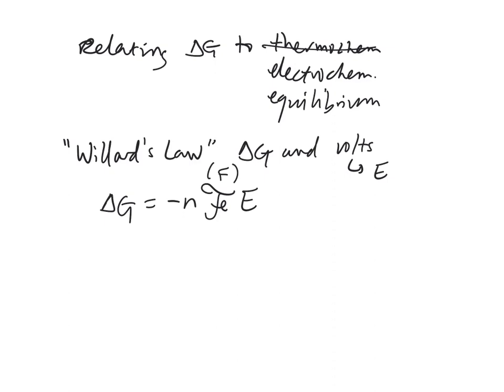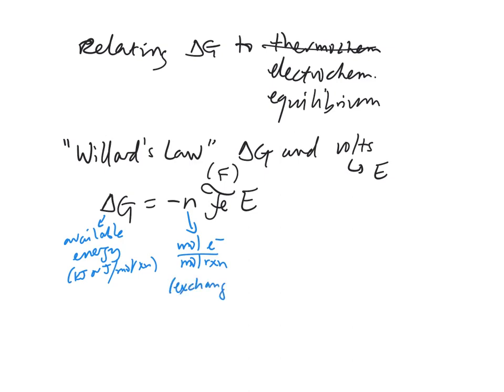So each term in here has a relationship that we should understand. Delta G is available energy or Gibbs free energy. And by the way, for available energy, we're usually talking in kilojoules, but sometimes in joules per mole of reaction. n represents the moles of electrons per mole of reaction. What that means is, in an electrochemical reaction, how many electrons are being exchanged, how many electrons are being passed back and forth in this reaction. And we'll look at an example or two and talk about that.